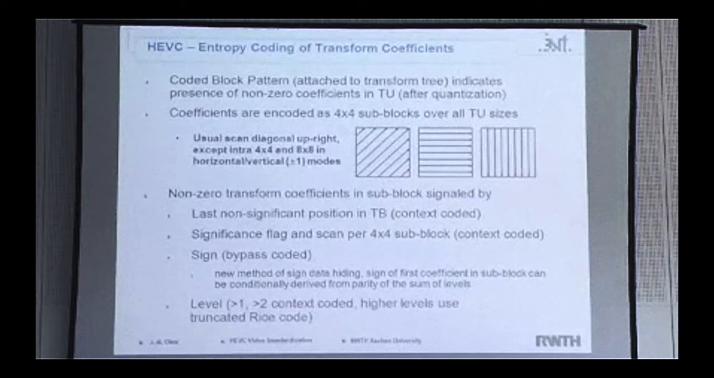No zigzag scan anymore. In the case of 8 by 8 and 4 by 4, the subblocks can also use horizontal and vertical scans, because particularly in intra coding it really makes sense to allow them, depending on the prediction direction. So if you have a horizontal prediction, you could expect that horizontal transform coefficients are more active and so on. But the contexts are conceptually the same.